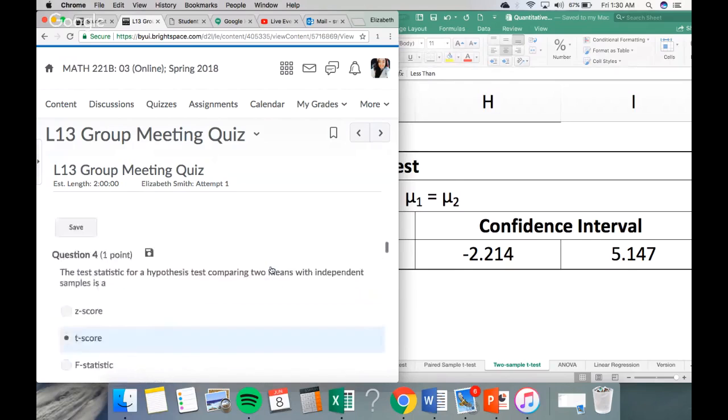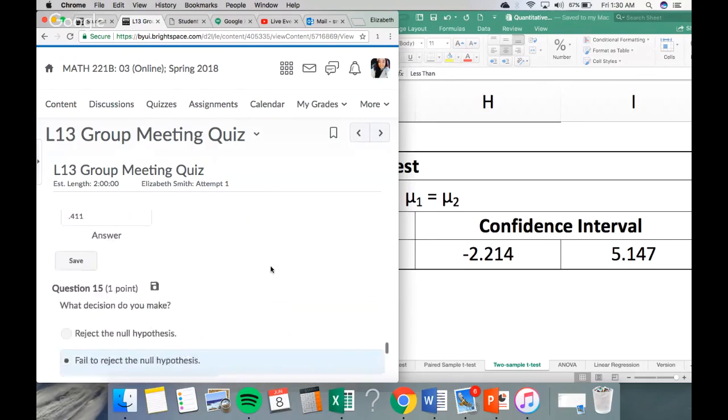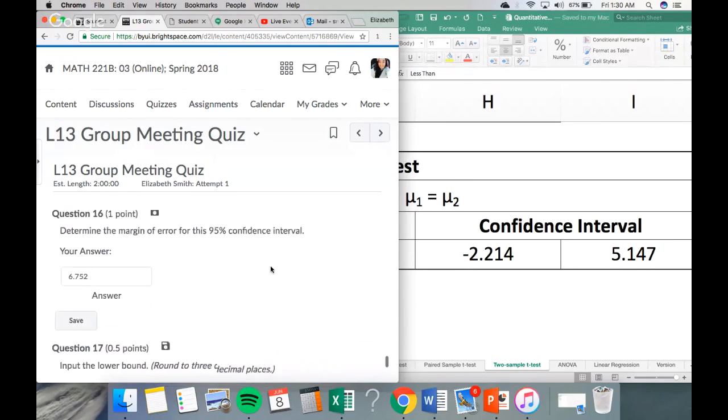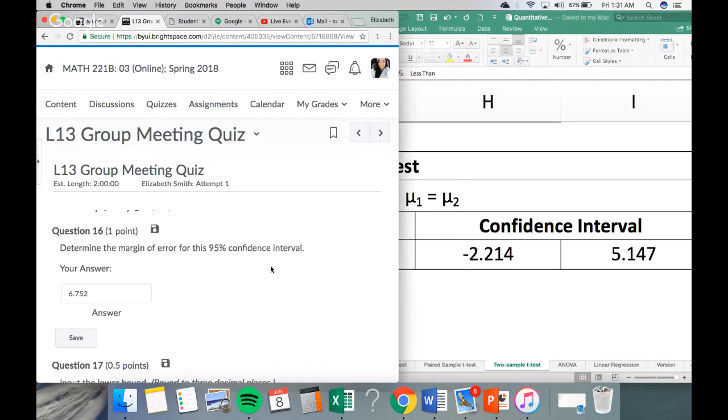So we got number 3 right, and then number 13 was wrong. 13 and 16. 17 and 18 were wrong. So 84% is not bad, but we can change it.